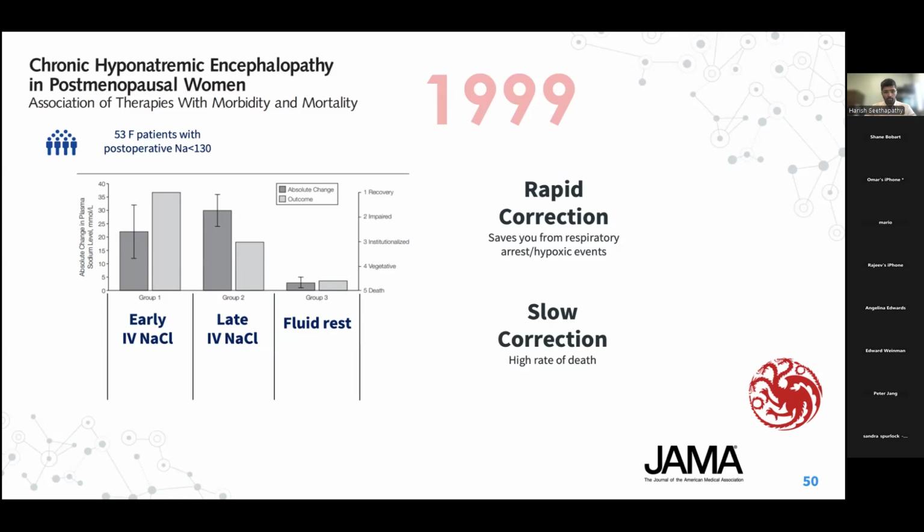Now, as you can imagine, this obviously leads to controversy, right? You have a group saying if you correct really fast, you are prone to neurological complications. Now you have data coming out in prestigious journals such as JAMA, which says, hey, in these groups of patients with severe hyponatremia, if you don't correct them, then you're exposing them to respiratory arrest or death.